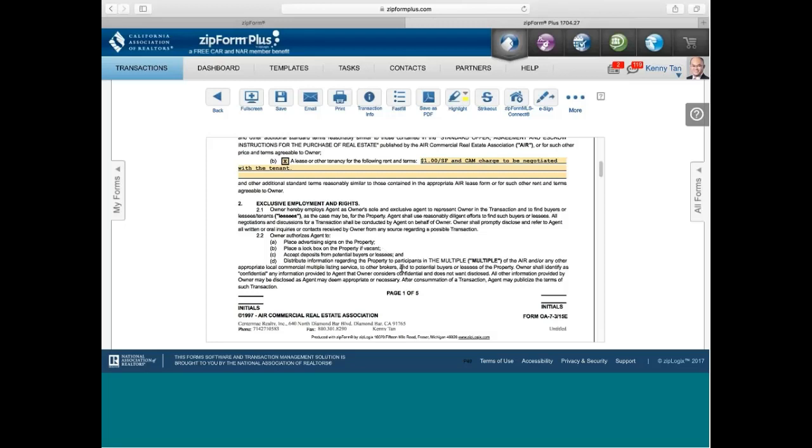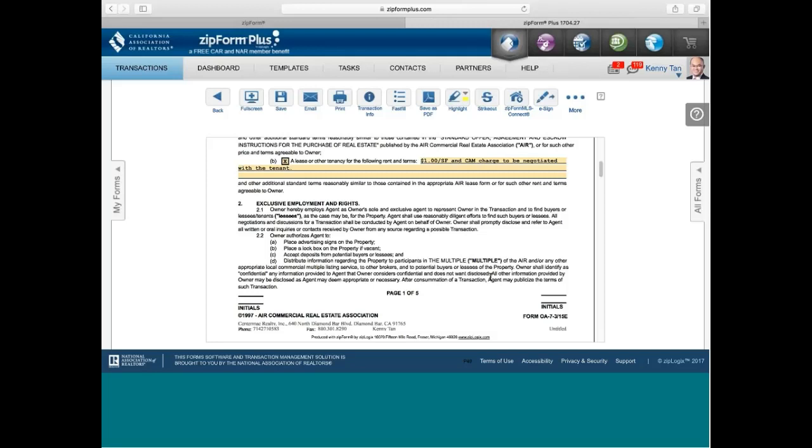Now actually, even the AIR form provides for it, right? Owner shall identify as confidential any information provided to agent that owner considers confidential and does not want disclosed. So I suppose that's a discussion you have with your owner. You find out from the owner, do they have anything that they deem confidential? If they do, you want to make sure they stamp the documents confidential, such that if anybody wants to see it, they need to sign some kind of non-disclosure, non-circumvention agreement. All other information provided by owner may be disclosed as agent may deem appropriate or necessary.